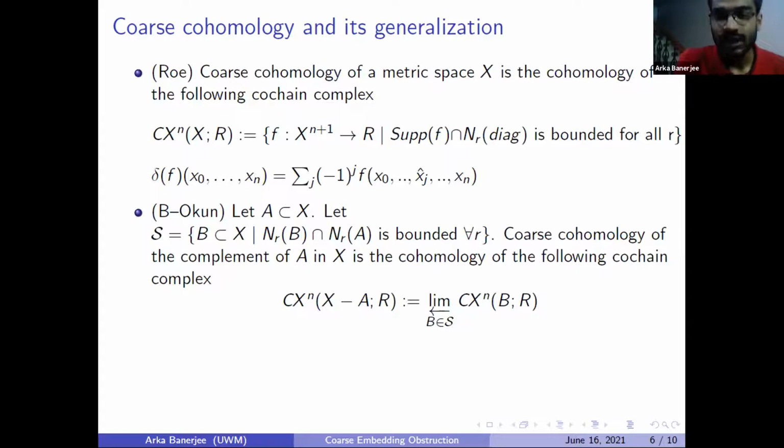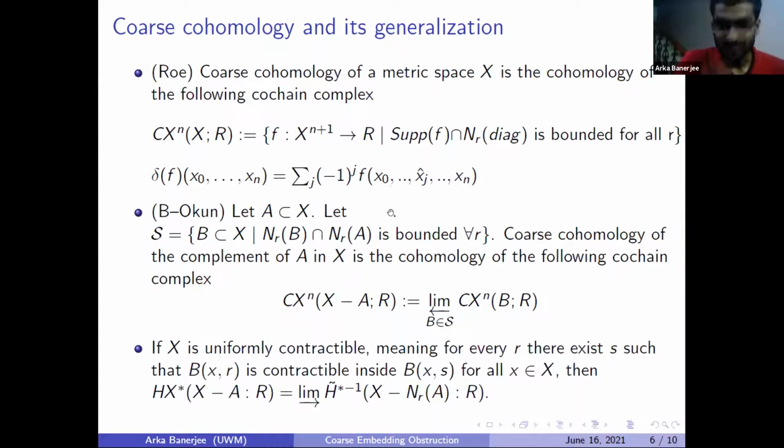And if you're like me and scared of inverse limits, here is something that might make you feel better. For nice spaces, if you have a uniformly contractible space, uniformly contractible means any ball of radius r can be contracted inside a ball of radius s, and this correspondence between s and r doesn't depend on where you take the center of the ball. For this kind of space, for example, the universal cover of any closed aspherical space is an example of a uniformly contractible space.